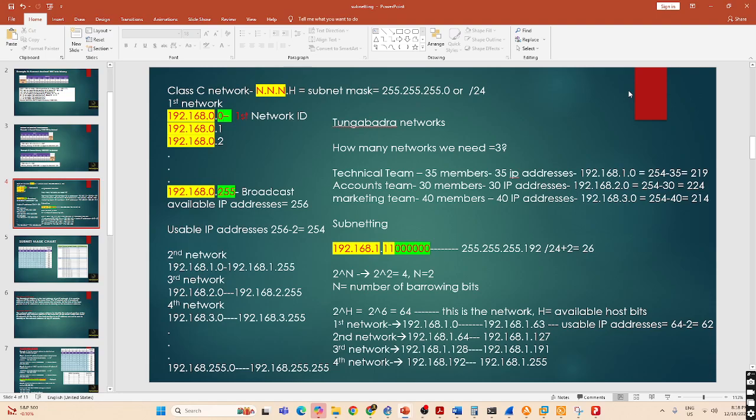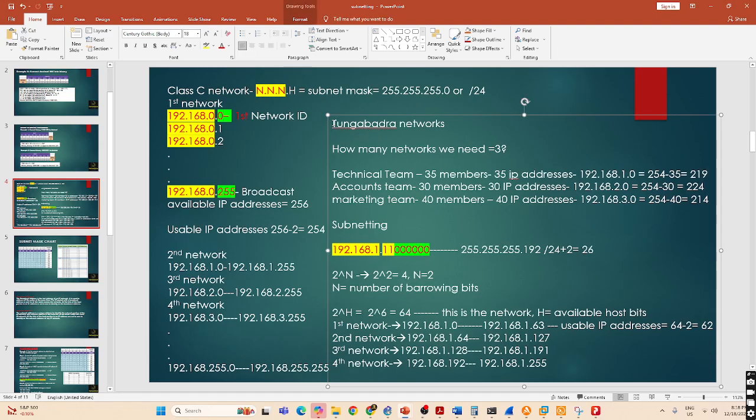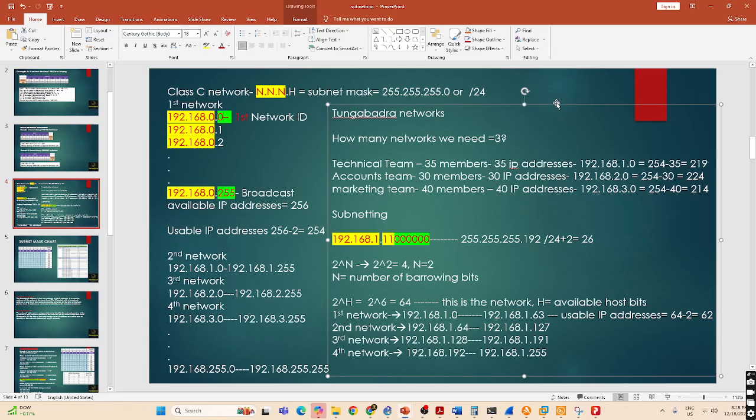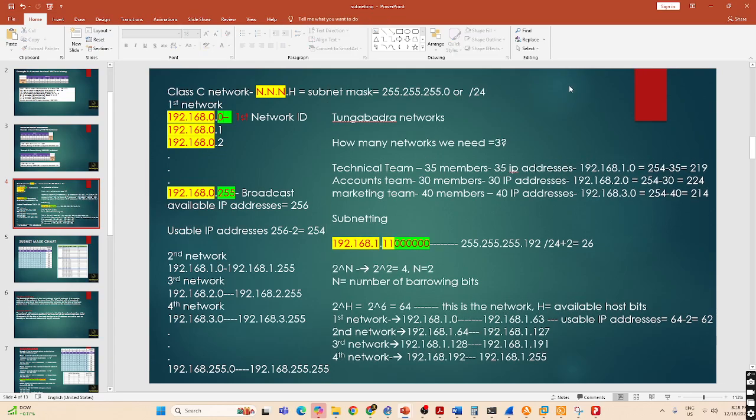సో ప్రాక్టికల్గా మనం ఏం చేసాం? ఇది మన రిక్వైర్మెంట్, రైట్? Based on my requirement, I divided one network into multiple networks by borrowing the host bits to save the IP addresses, these two address ranges. Is it clear? This is called subnetting. Any questions? ఉన్నారా?